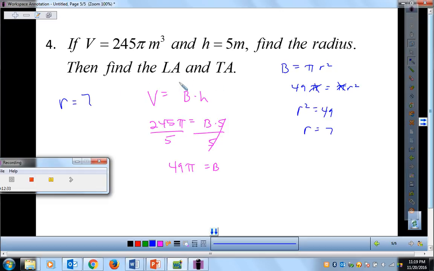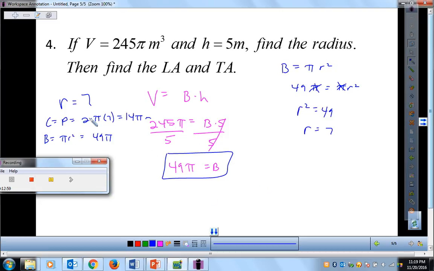So we need the lateral area and the total area. So in addition to the radius, we need the circumference or the perimeter. 2 times pi times 7. 2 times 7 is 14 pi. That's meters. Total area, we need the area of the base. Area of the base equals pi r squared equals 49 pi. And looking back at our work, we already had that right there. We didn't even necessarily need to do it again.